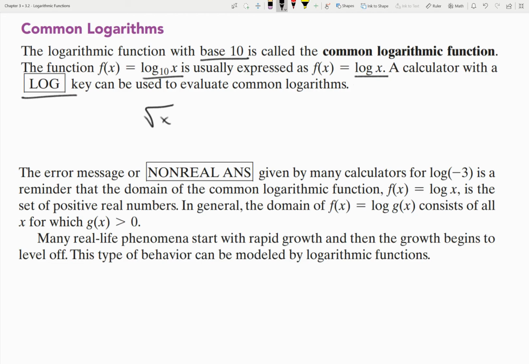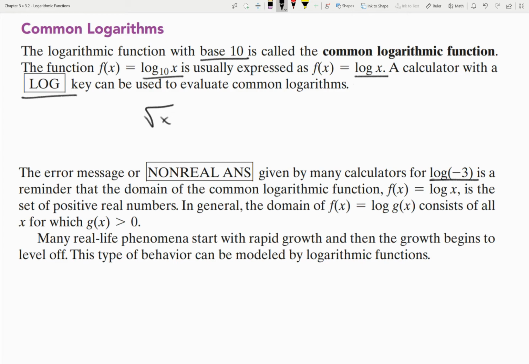If you happen to get an error message, if you try to type in log of negative 3, you might get non-real answer, you might get undefined, you might get error, something like that. Remember that the domain of common logarithms is the same as the domain of a regular logarithm. It must be greater than 0.